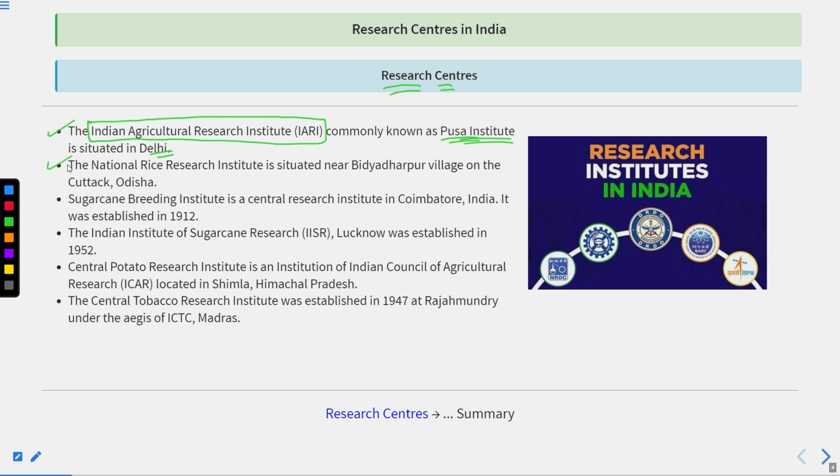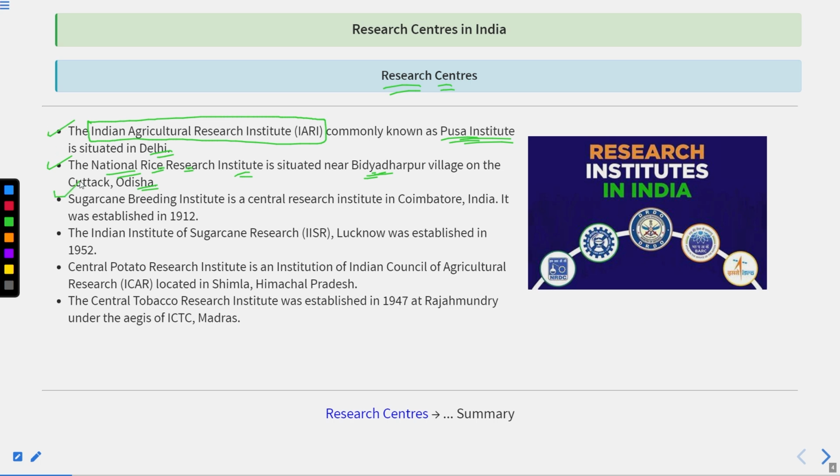After this, we have the National Rice Research Institute, NRRI. This is situated near Bidyadharpur village in Cuttack, Odisha. Like we know, the Odisha state is well known for its coal and mine areas and also for the cultivation and agriculture of rice. Okay, because of the huge rice production, and we know rice is also one of the staple crops in India, that's why this state has the National Rice Research Institute.